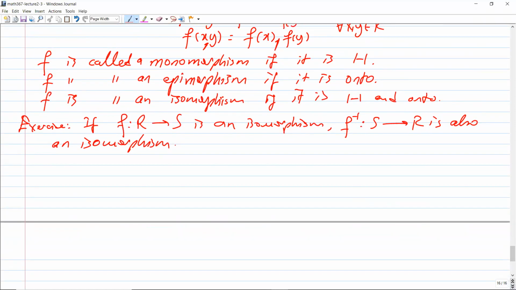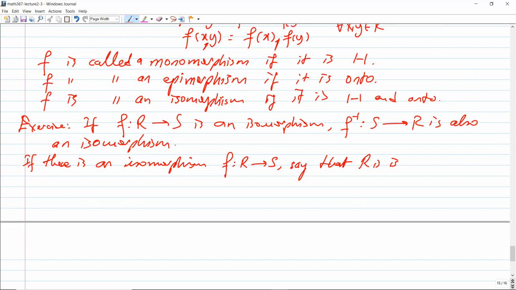And if there is an isomorphism f from R to S, we say that R is isomorphic to S, and write it like this: R is isomorphic to S. So let's use this notation.